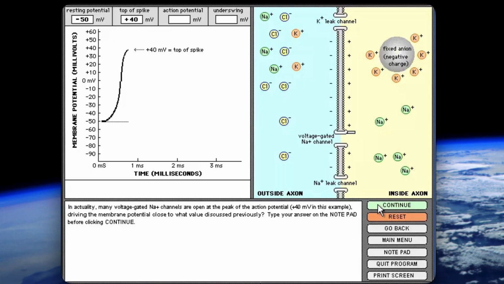In reality, many voltage-gated sodium channels are open at the peak of the action potential, plus 40 millivolts in this example, driving the membrane potential close to what value discussed previously? Record your answer before continuing.